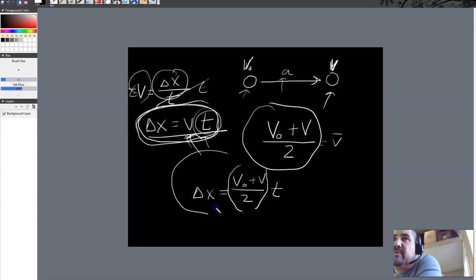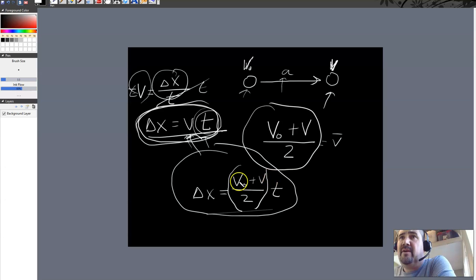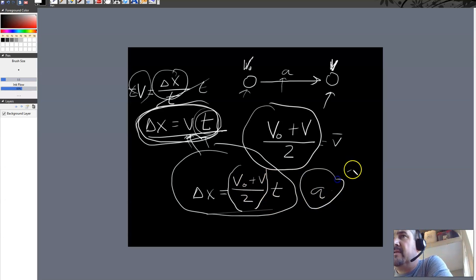It's technically one of our acceleration equations. It just doesn't have any a anywhere. So if you have a problem where it asks you for some information, like how far did something go, and you know it's accelerating, but they don't give you the a at all, and they're not even asking for it for you.